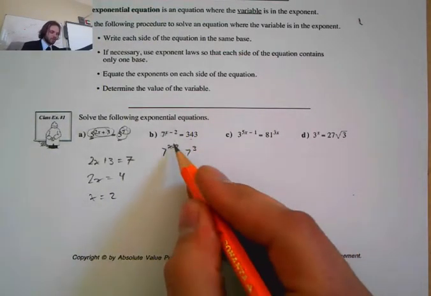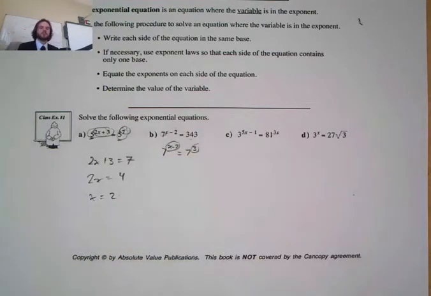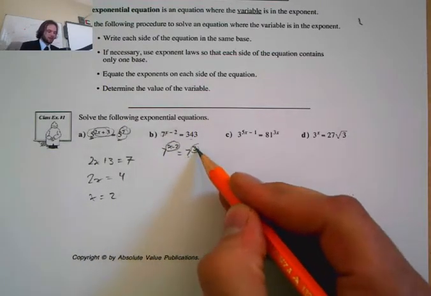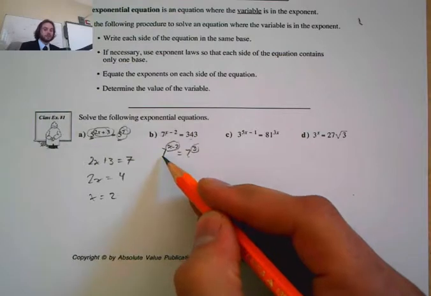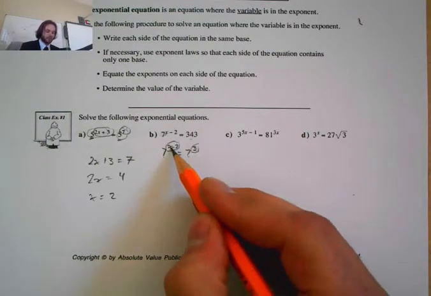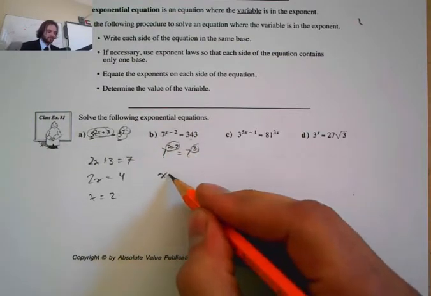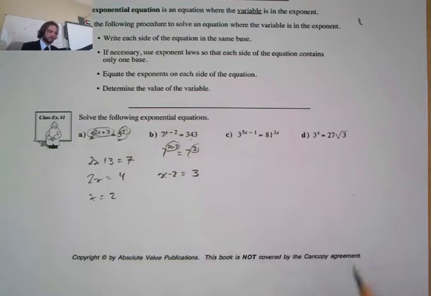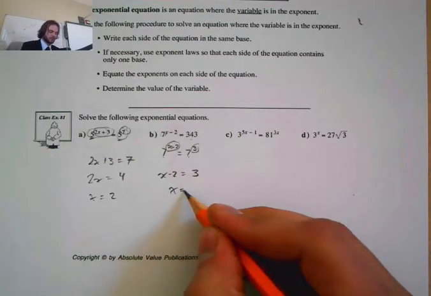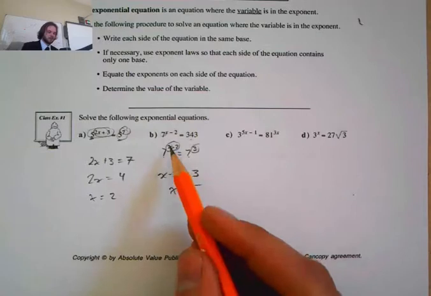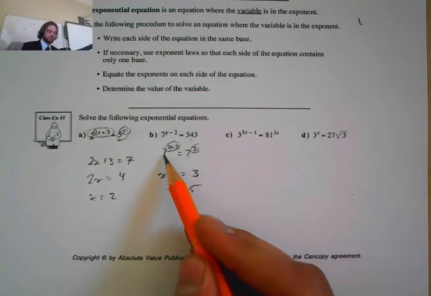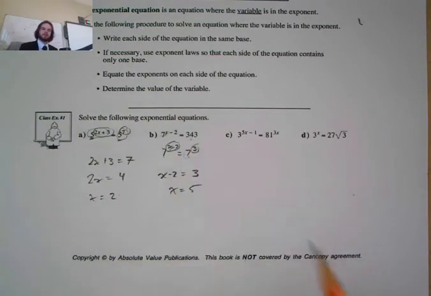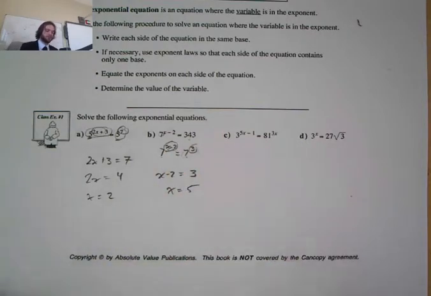Okay, so now I know x subtract 2 must be equal to 3, because 7 to the power of 3 must be equal to only 7 to the power of 3. So x minus 2 must equal 3. Okay, so I end up getting x is equal to 5, and that makes sense. 5 minus 2 is equal to 3, which is 7 to the power of 3. And 7 to the power of 3.